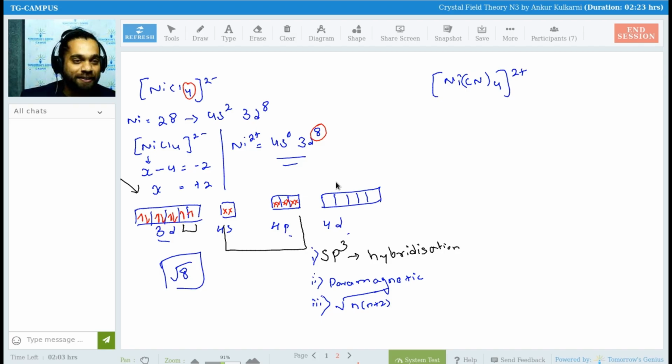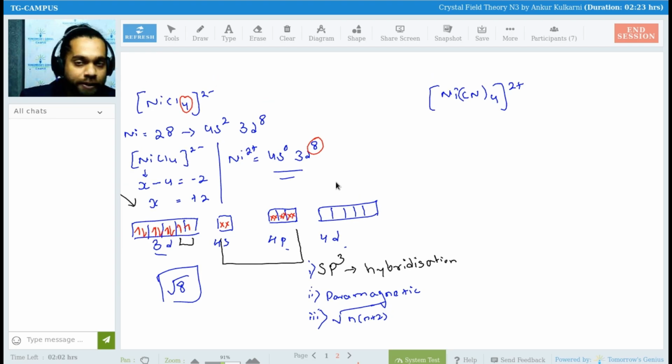Okay. Let us go ahead. So, where were we? Nickel tetracyanide, Ni(CN)4. Now let us do it for Ni(CN)4. CN is a strong field ligand. Same thing, same thing. One more thing: it should not be 2 plus, it should be 2 minus, isn't it? Minus 1 goes to that side. This should be minus 2.